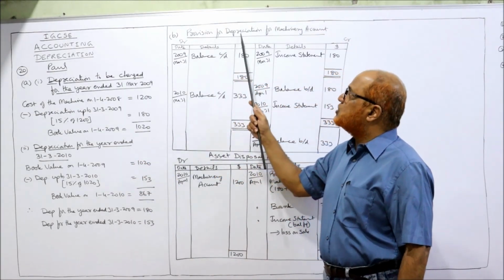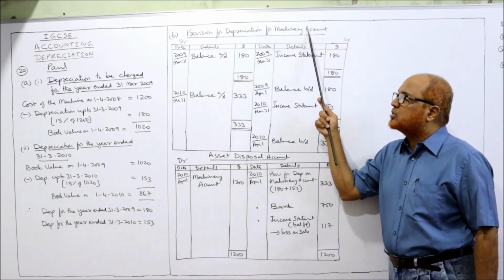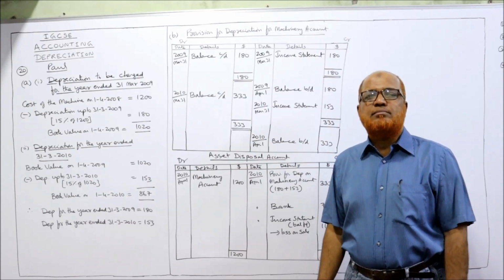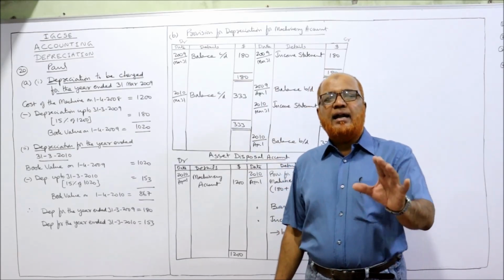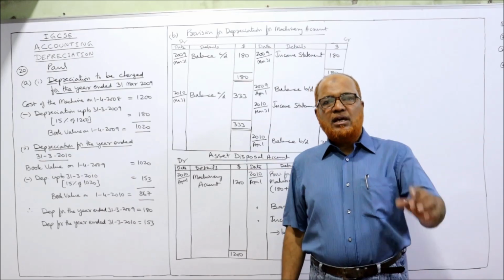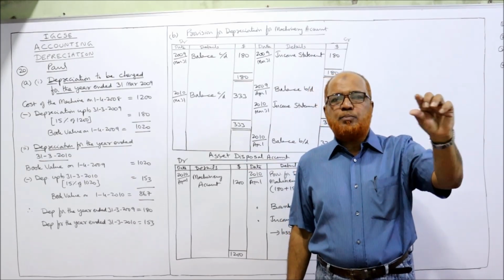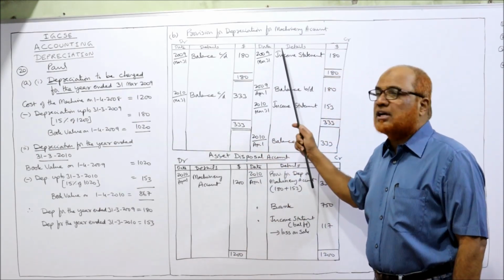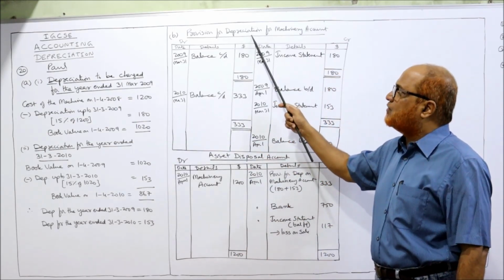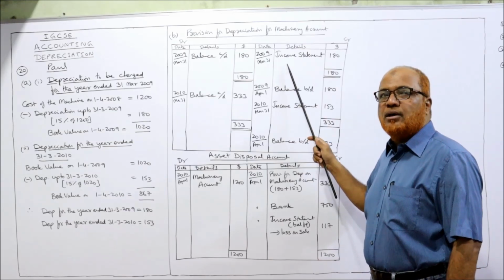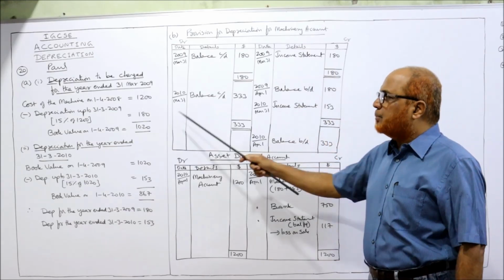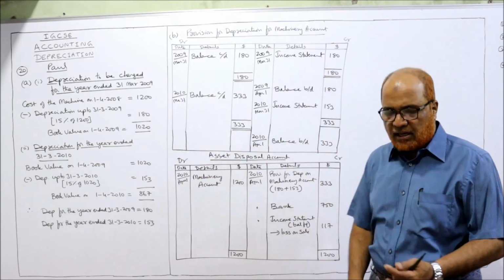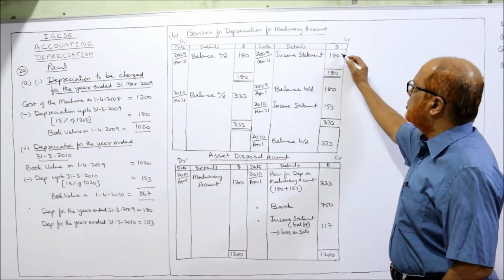So we have opened the provision for depreciation for machinery account. See carefully. The first year ends on 31st March 2009. The entry for depreciation is income statement debit, provision for depreciation credit. No, sorry, on the provision for depreciation credit side, income statement. How much is the depreciation for the first year? $180. So I have taken 180, the first year depreciation.